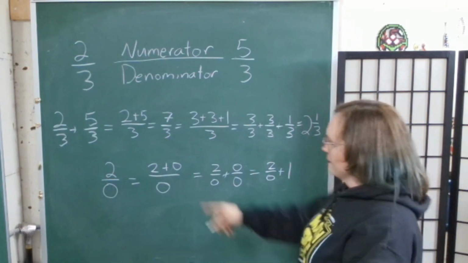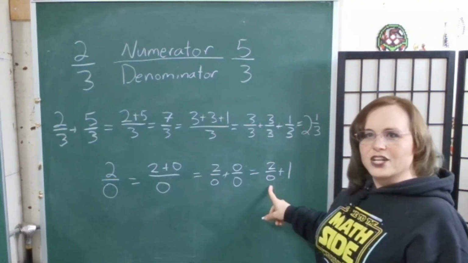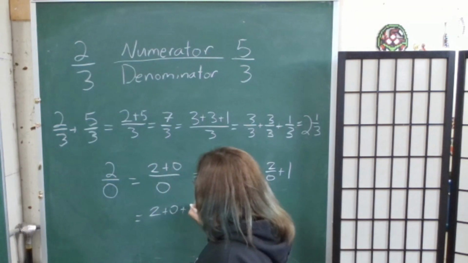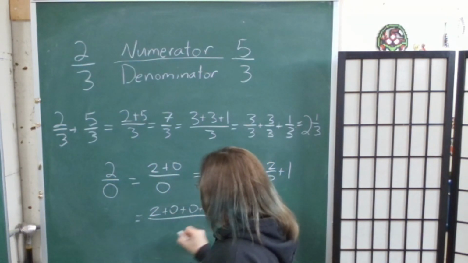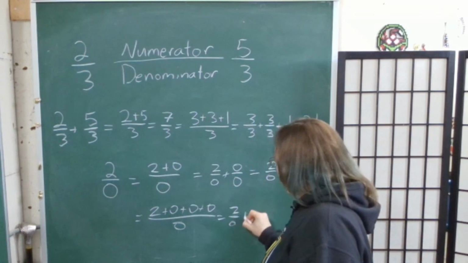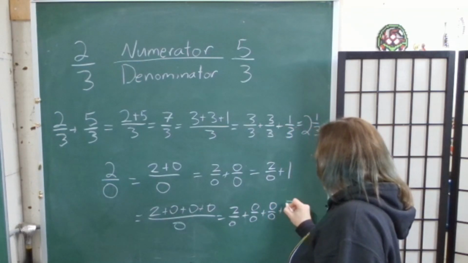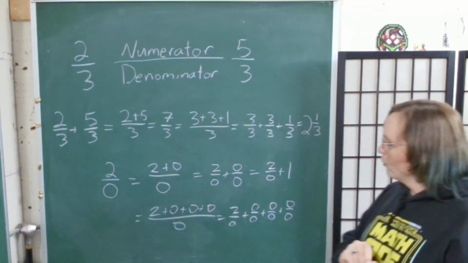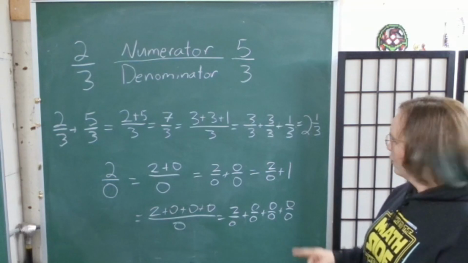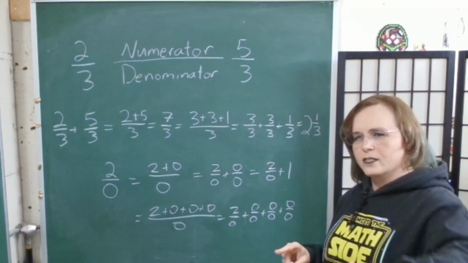But I can do this as many times as I want because I'm not changing anything. Which means I can go, oh, well, 2 plus 0 plus 0 plus 0 over 0. And that becomes 2 over 0 plus 0 over 0 plus 0 over 0 plus 0 over 0. Wait a second. So 2 over 0 is equal to 2 over 0 plus 1. So it's equal to 1 more than itself.